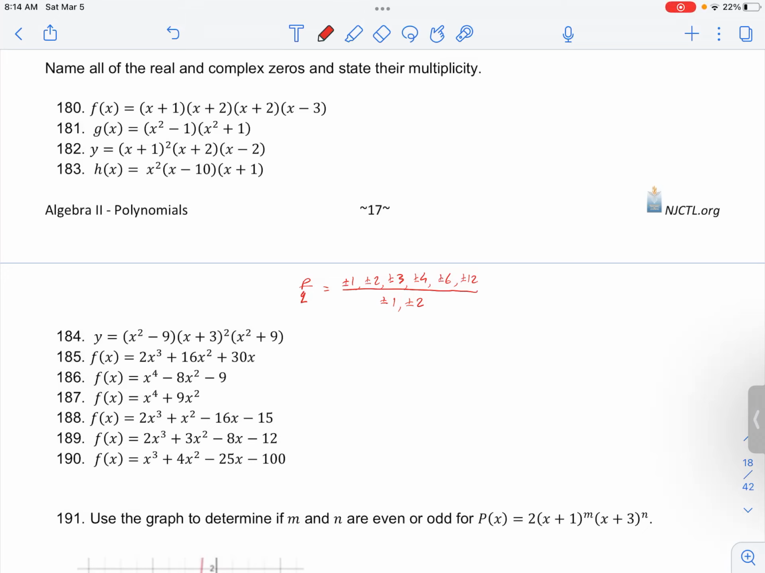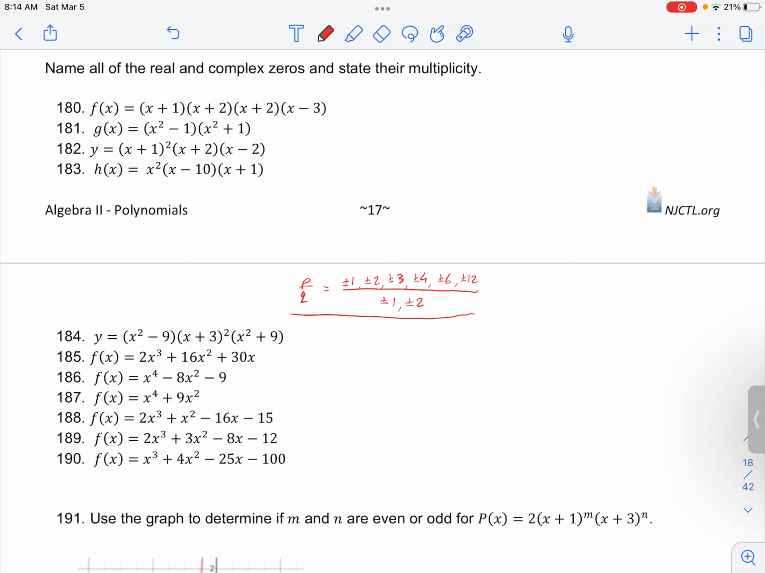Number 189 in class check for polynomial functions asks you to name the real and complex zeros and state their multiplicity. So here we have a cubic function, 2x cubed plus 3x squared minus 8x minus 12. And sadly, we're going to have to go about this by factoring it using the rational roots theorem and then synthetic division, probably the fastest way.